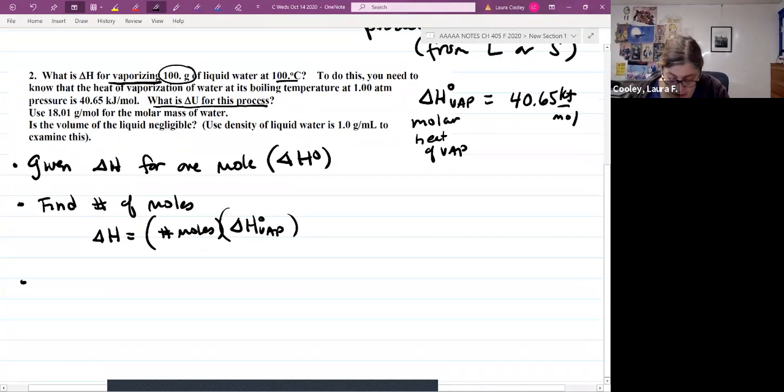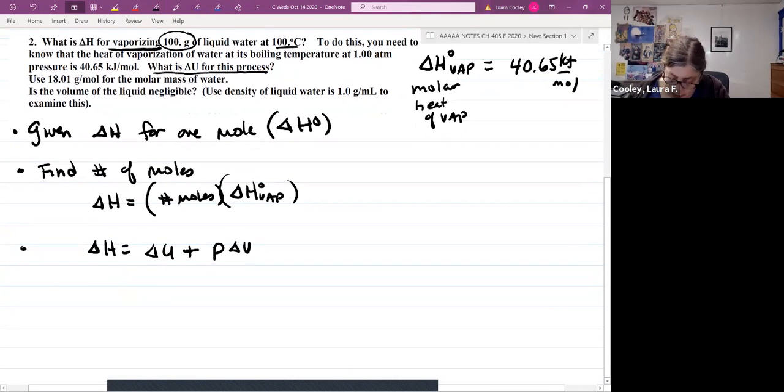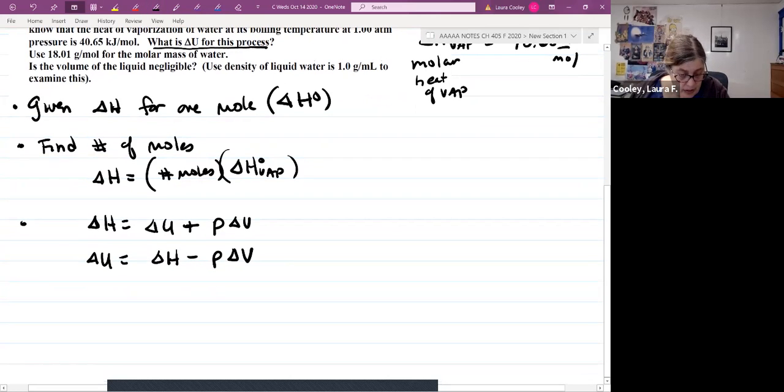So we had that delta H is delta U plus P delta V. So that means that delta U is delta H minus P delta V. Okay. And what is delta V? So delta V is the volume of the gas that's produced minus the volume of the liquid. Okay.